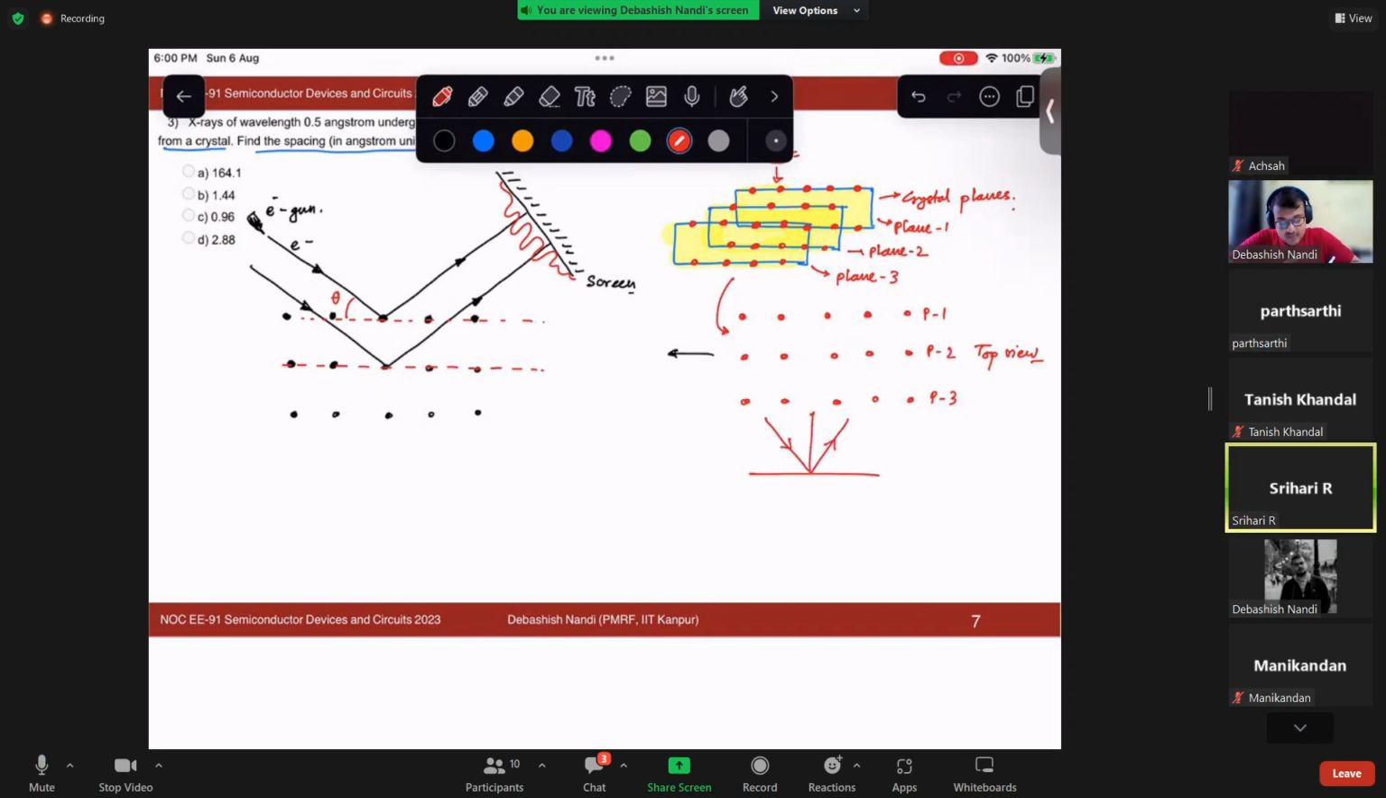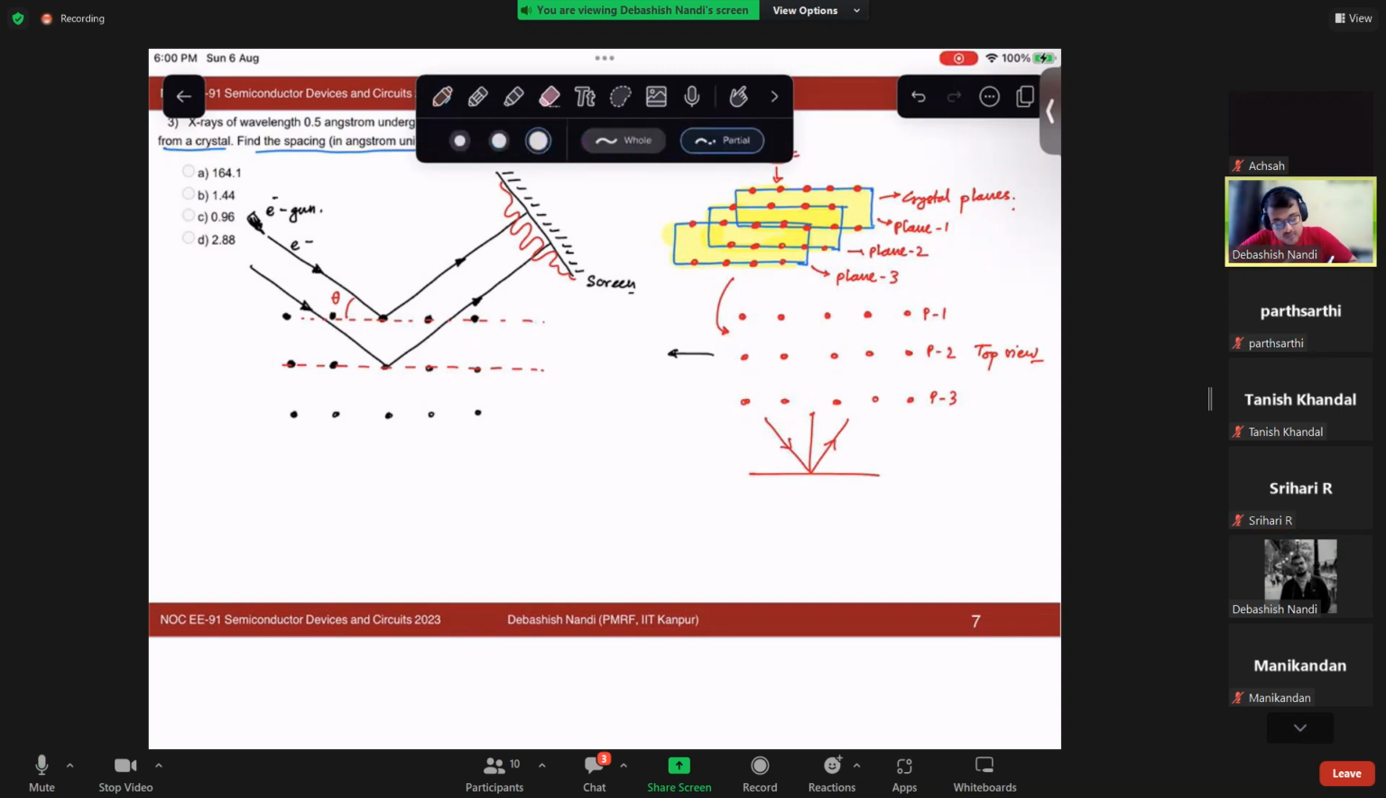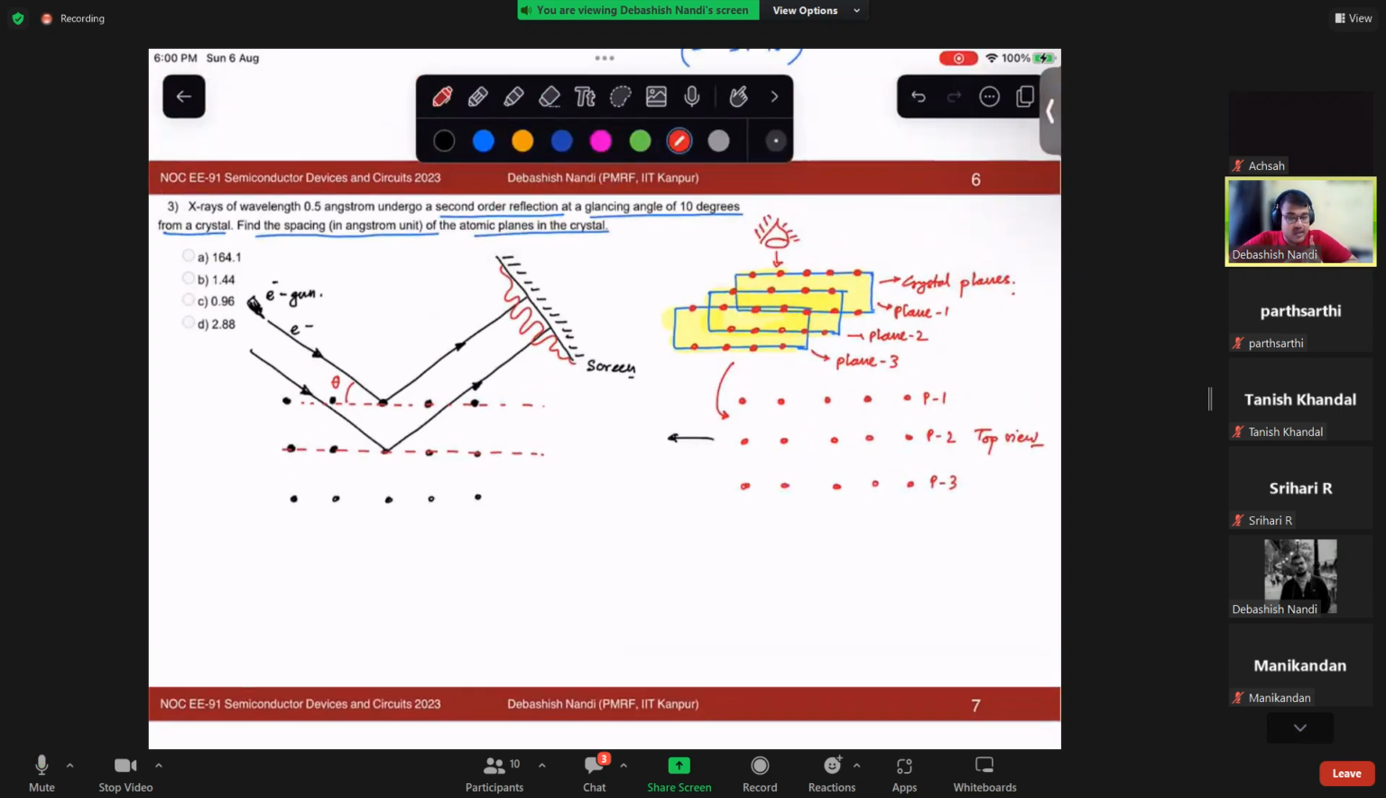Sorry, it is 90 minus theta, right? So these things you need to visualize, okay? So the incident angle is 90 minus theta. Remember that this is not the incident angle. Whenever the incident angle is given in a question, just do the 90 minus theta thing to get this angle. This is called the glancing angle.